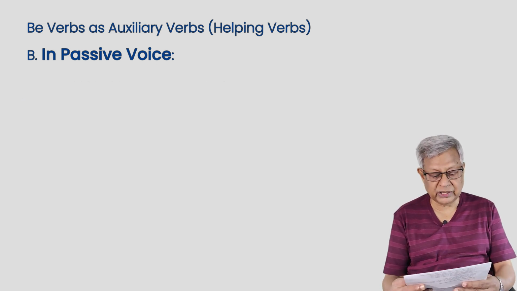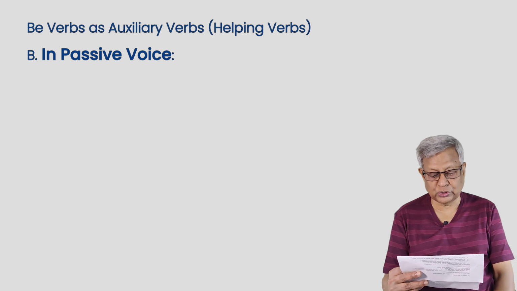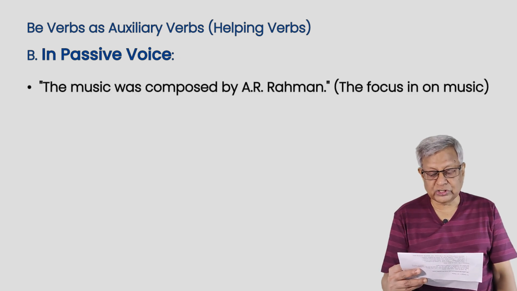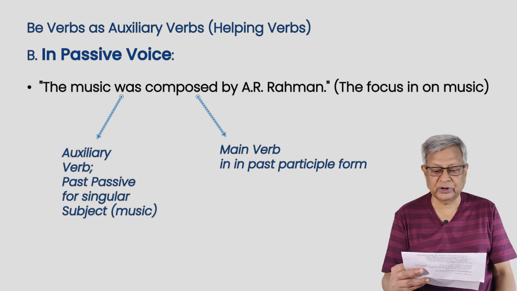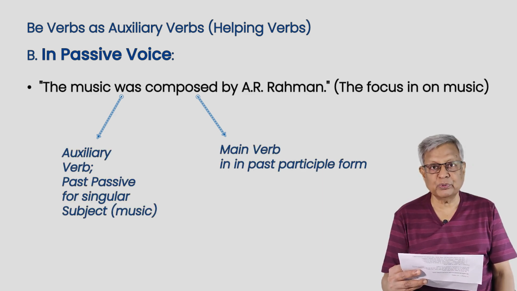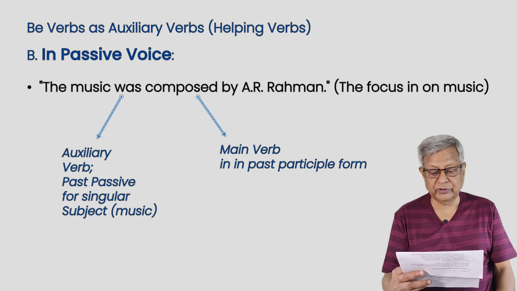So I will give you some more examples also. The music was composed by A.R. Rahman. The music is important. Who composed the music is not so important. The music was composed. Was is the be verb. This is a passive voice sentence.